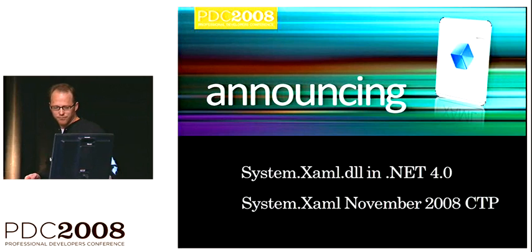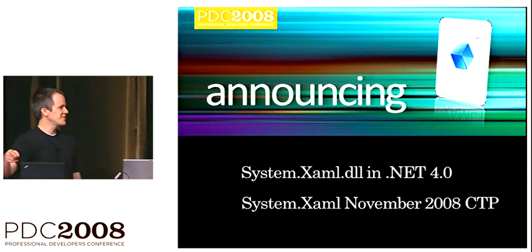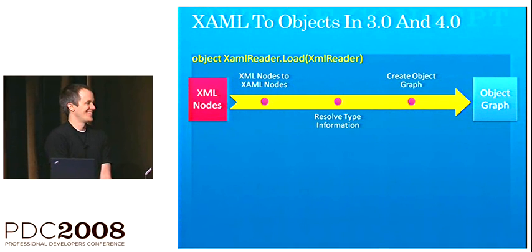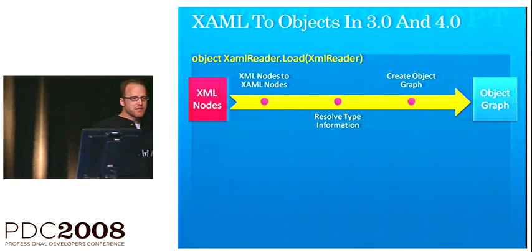Is this the thing that's going to let me process XAML like a DOM box? Exactly. This is how we build DOM box. Sweet. Okay, so how do we do XAML to objects in 3.0?